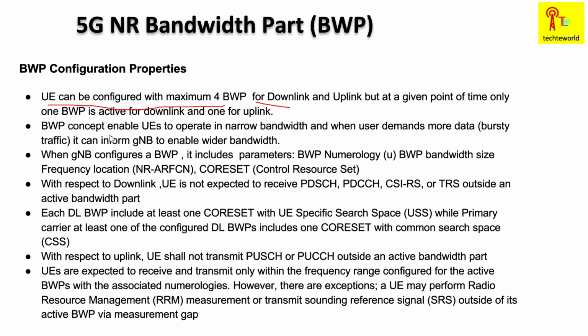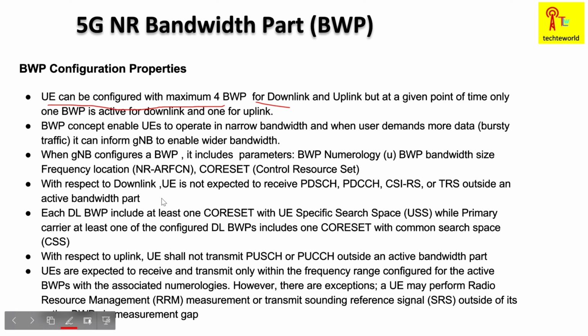Second, the bandwidth part concept enables the UE to operate in a lower bandwidth, and when the user demands more data, like bursty traffic, it can inform the gNB to enable a wider bandwidth. So according to the user requirement and the use case, if the UE needs a narrow bandwidth, it can configure the bandwidth part accordingly. And if the user demands a higher bandwidth, it can configure a wider bandwidth. So it is quite flexible and user friendly, right? According to user requirement, it changes its nature.